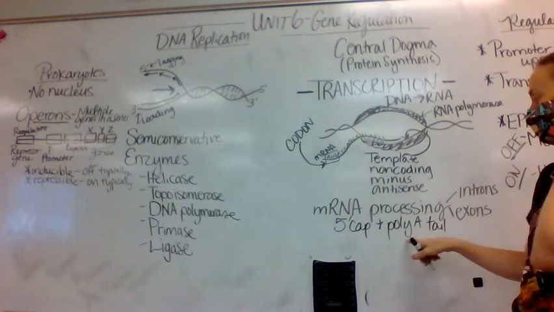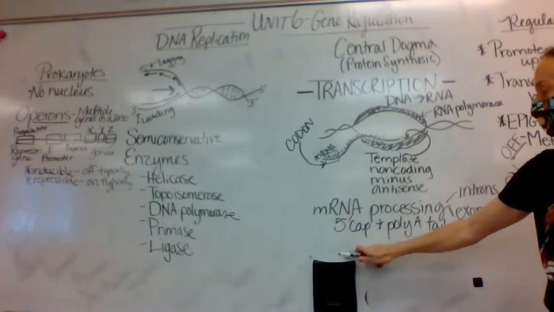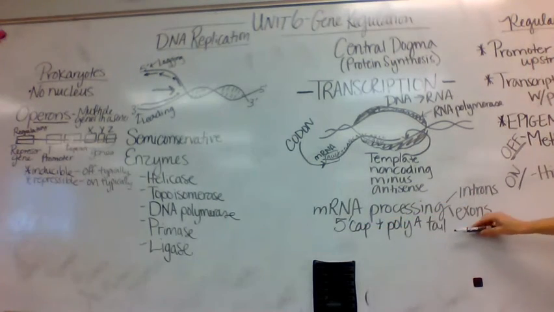Poly A tail's on the 3' end, and it's got just a bunch of A's. And we're not exactly sure why they do that. We think maybe to preserve the mRNA as it moves through the cell. We got to get translation done in 6 minutes. Let's go. Okay. So once it's processed, now we're going to move to translation.